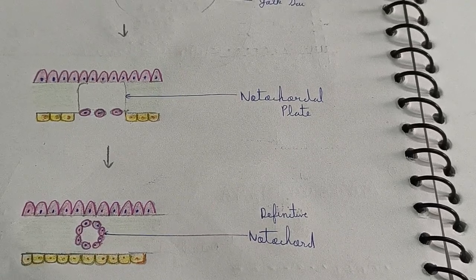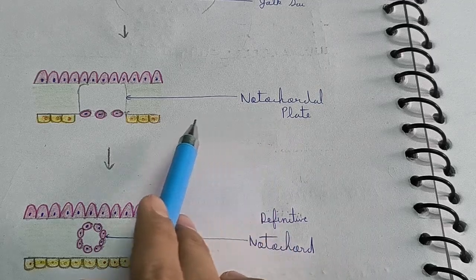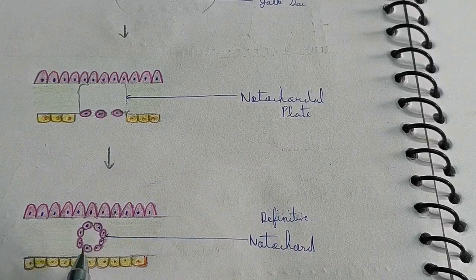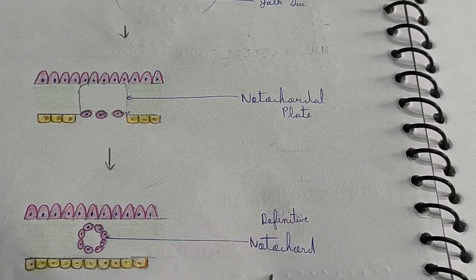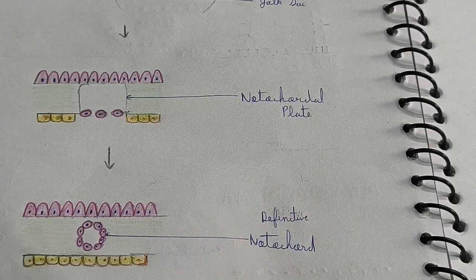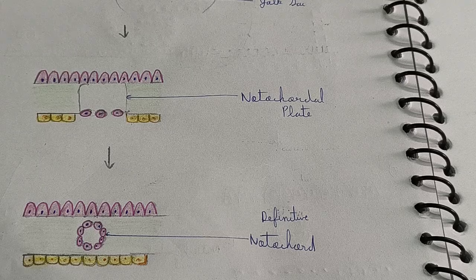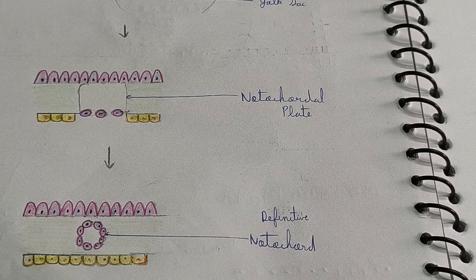Now when the notochordal plate converts into a curve-like structure from a flattened structure, the formation of the definitive notochord takes place. So that's all about the formation of the notochord. If you remember all the points through the diagram, then this becomes very easy for you.